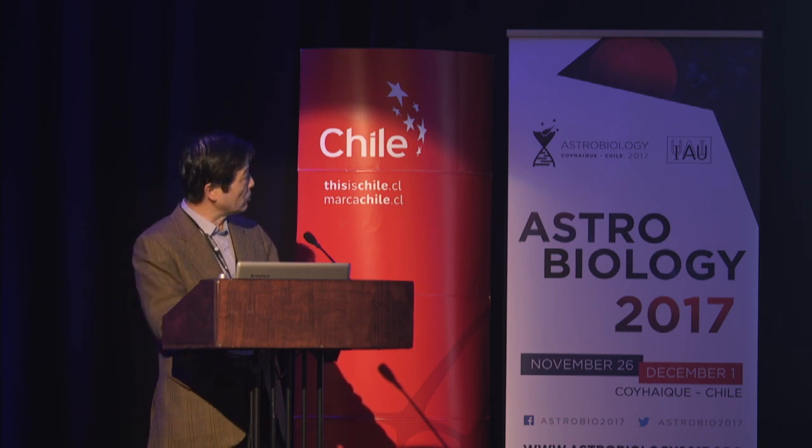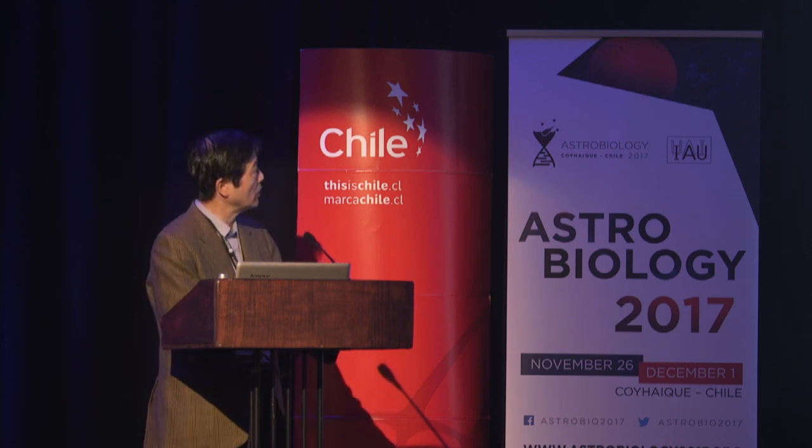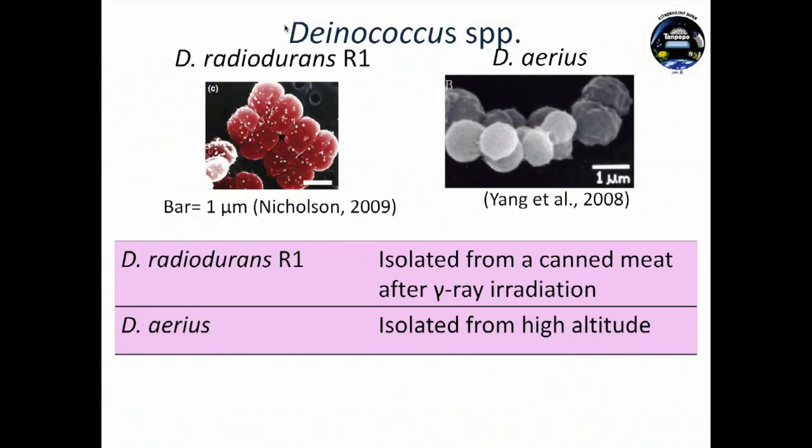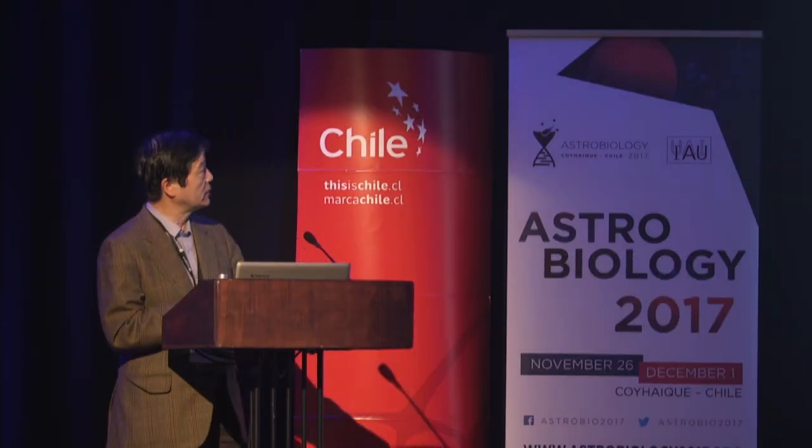And this is the microbes we have used. One of the microbes is called Deinococcus radiodurans. This is a very famous microbe known as a radio-resistant microbe. Radio means, of course, radiation, and durans means resistance. The original Deinococcus radiodurans was isolated from canned meat after gamma-ray irradiation for sterilization. And the other one is Deinococcus aurantiacus. This was isolated by us from high altitude. And this is the result.